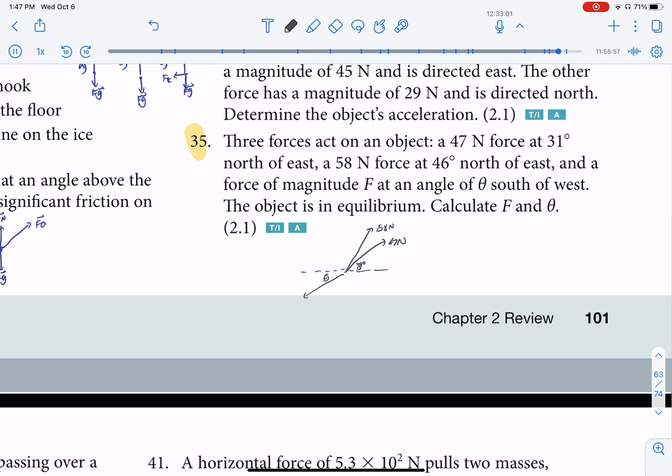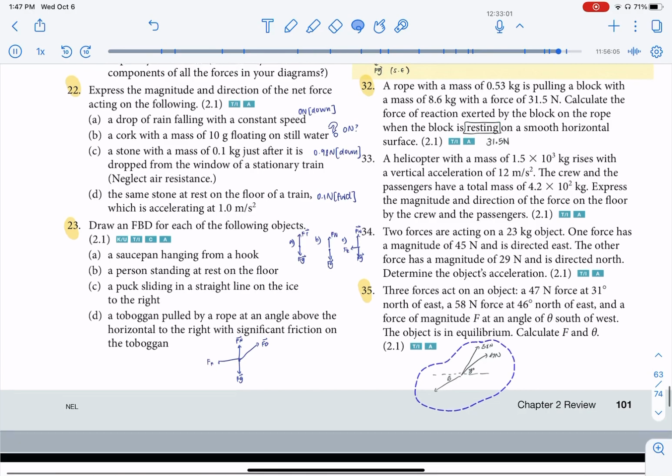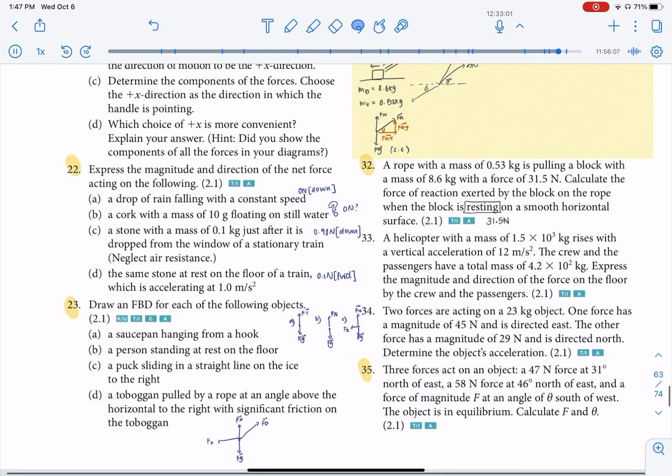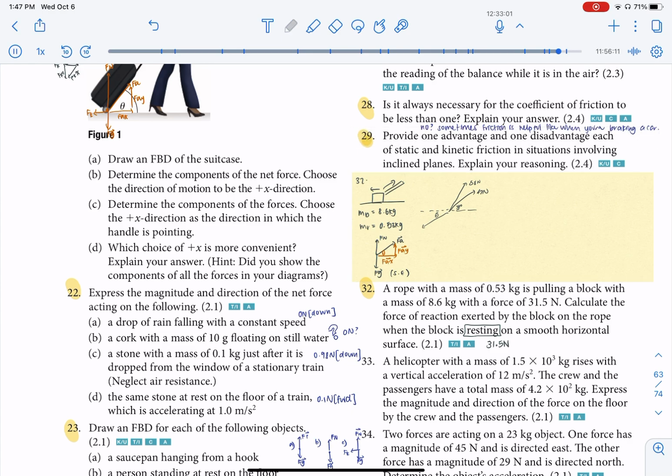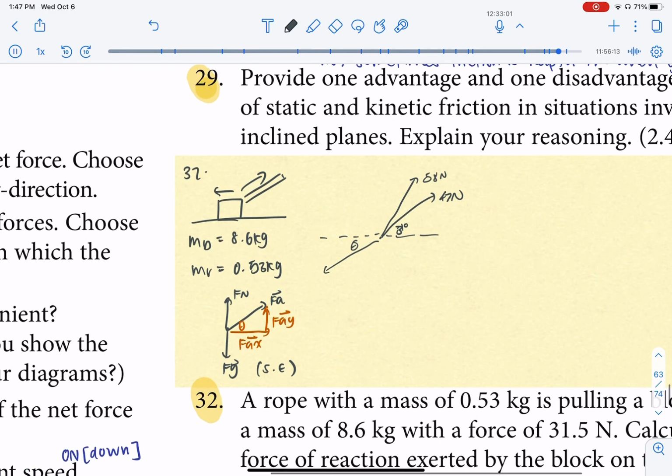A cork floating on still water. What do you think it's going to be? Eric? 0 again, right? Because it's not moving. It's 0. Yeah, the magnitude is 0.